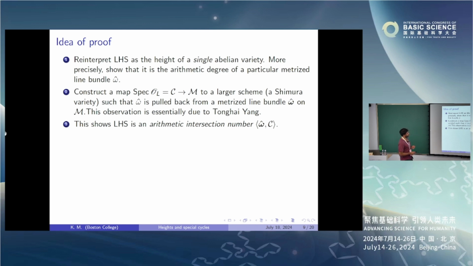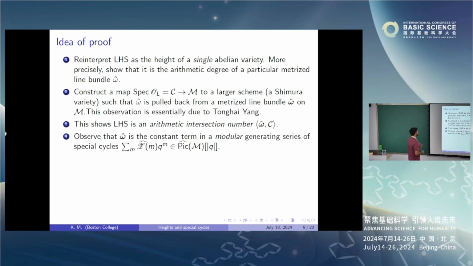I have this metrized line bundle on M, and I'm intersecting it with this arithmetic curve, C. And so the next step, which is related, and I'm going to use it as a Trojan horse to move into the next part of my talk, is this fact, which is that this omega hat is actually a constant term in a generating series of special cycles.